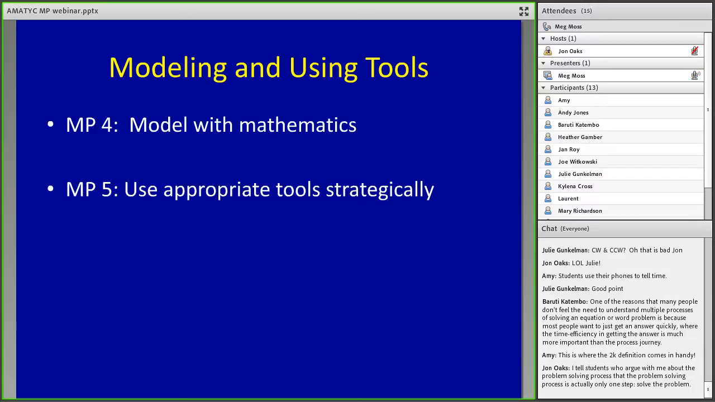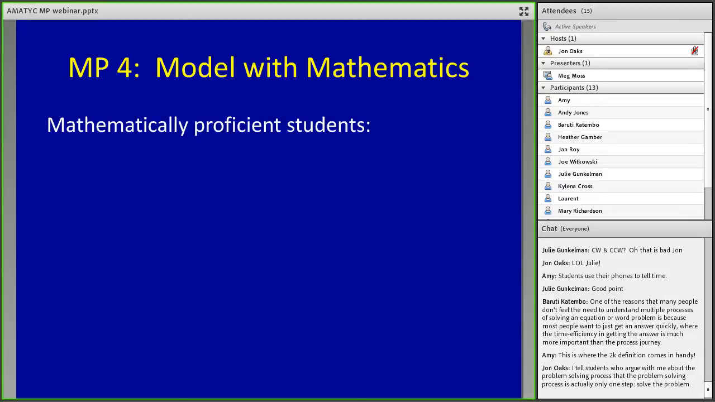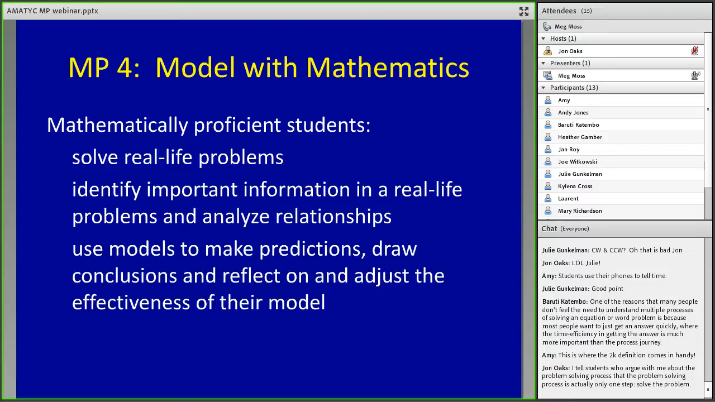We've got these two. So MP4, modeling with mathematics. This one says that students can solve real-life problems. They can identify important information in a real-life problem and analyze relationships. And they can use models to make predictions, draw conclusions, reflect on, and adjust the effectiveness of their model.